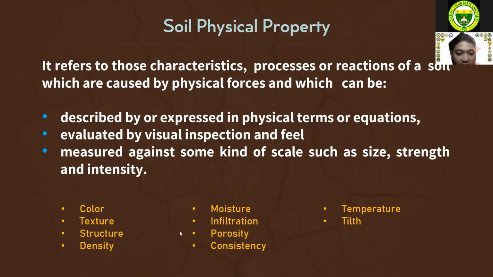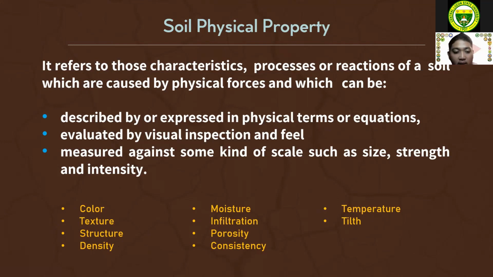So here is the list of soil physical properties. We have soil color, texture, structure, density, moisture, infiltration, porosity, consistency, temperature, and tilt. For color, we have standard notation in color. For texture, we are dealing here with the soil separates: sand, silt, and clay.